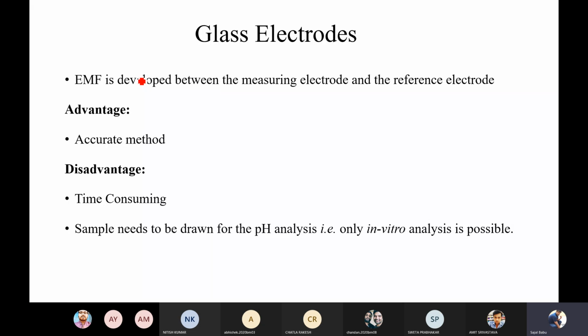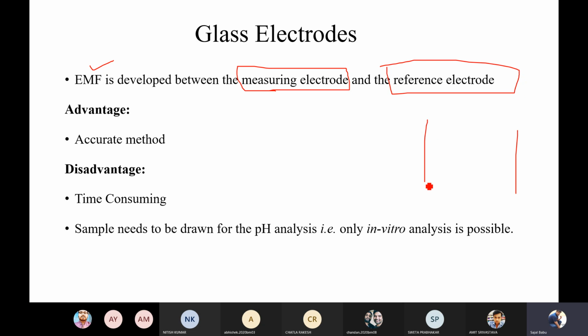The glass electrode works on a basic principle that we are going to develop an EMF between the electrode that is measuring the pH and the reference electrode. That means you are going to have one reference electrode and one electrode which is in contact with the blood, and there will be an EMF developed between these two. So the EMF between these two is directly going to represent the pH in the blood.